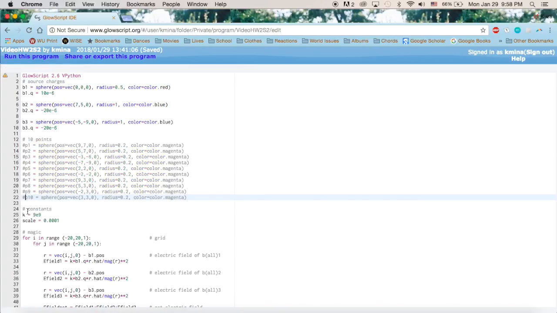In this section, I've defined K, which is 1 over 4 pi epsilon naught in the equation for electric force, as 9 times 10 to the 9, and my scaling factor is 0.0001, so that the image I code for shows up nicely.